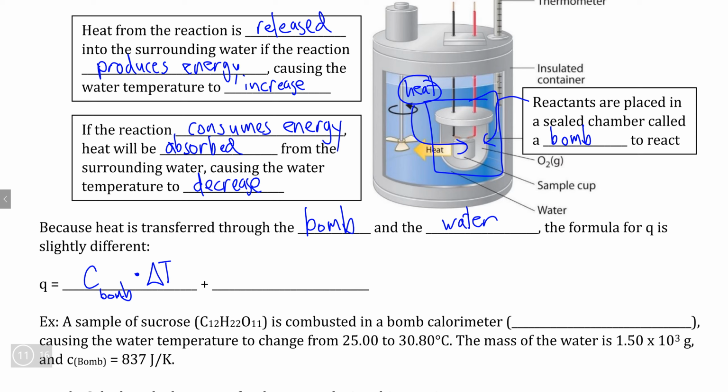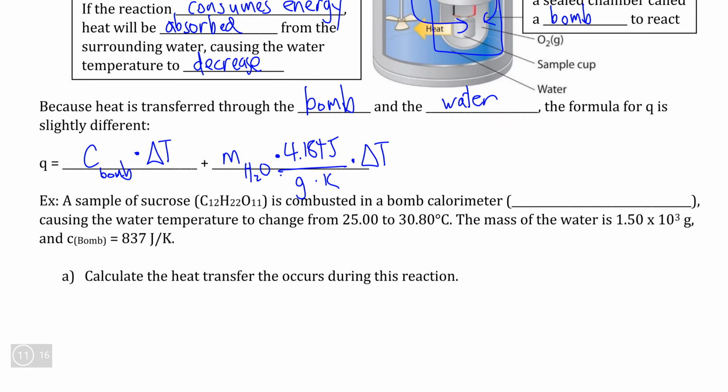Next, the rest of our formula is exactly as you'd expect. Because the heat is eventually transferred to water, we would need the mass of water multiplied by water's specific heat capacity, 4.184 joules per gram per degree Kelvin, multiplied by whatever the temperature change is.